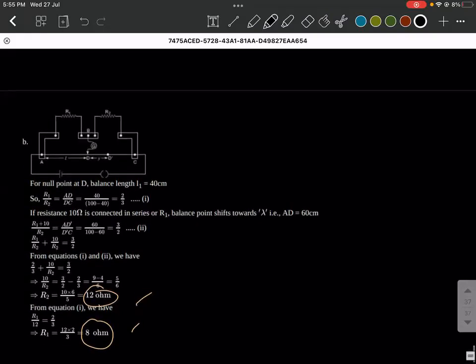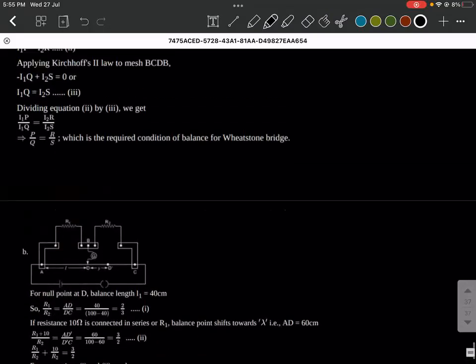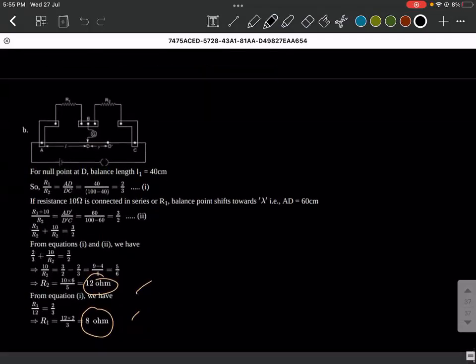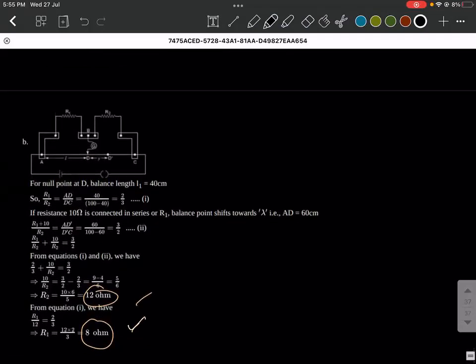That's it, we are done. Okay. So R1, if you want, you can make a note of it. R1 is 8 ohm and R2 is 12 ohm. That should be the answer. Okay. Is it clear?